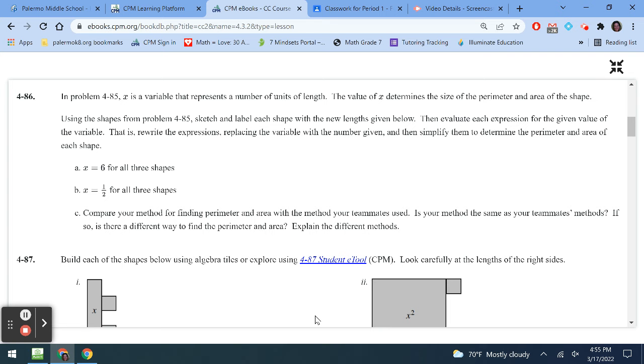Using the shapes from problem 4-85, it wants you to sketch and label, but I wrote on our notebook just to use the other ones because that gets to be very time consuming. Then we're going to evaluate each expression for the given variable. That is, rewrite the expressions, replace the variable, and then simplify. We're going to do x equal to 6 for the shapes and x equal to 1/2 for the shapes. So here we go.